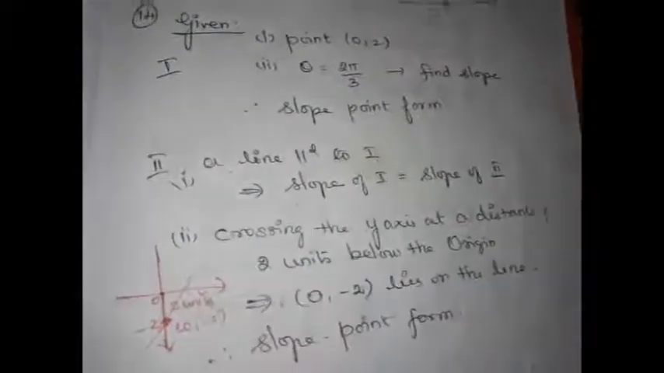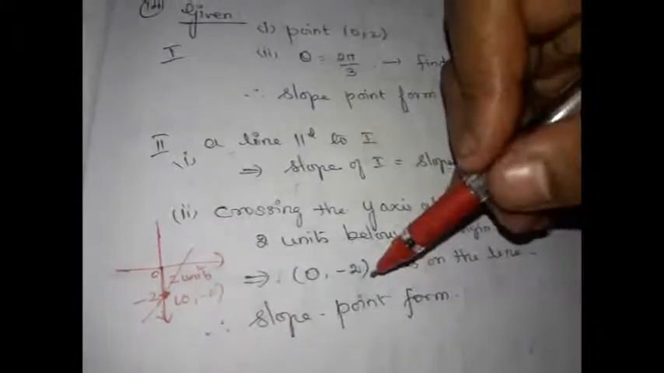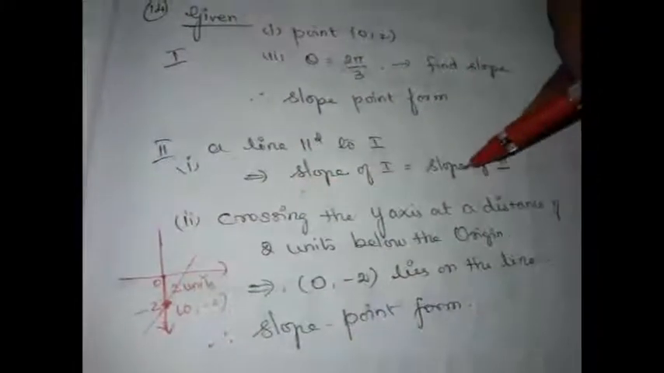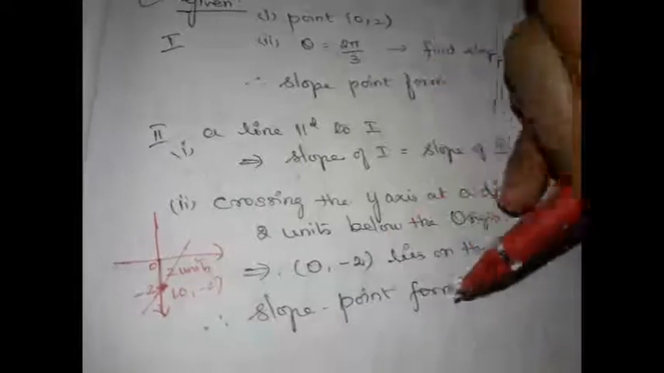Therefore, what is going to be the point? It crosses the y-axis, right? So what is going to be this point? It is (0, -2). The point is (0, -2). So we got the slope and one point on the line, so you can go with the slope-point form.